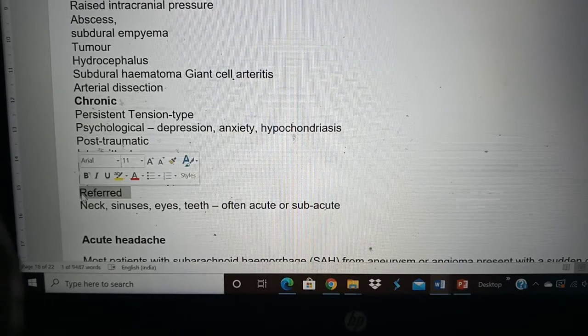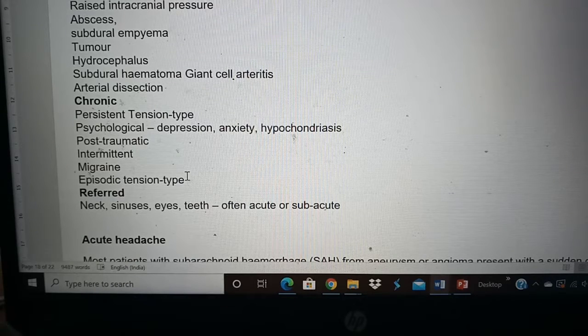Then there are referred headaches. Referred headache means the problem is not in the head, but it is referred because of some other problem somewhere else, due to strain to the eyes, due to sinusitis, toothache, and neck pain.